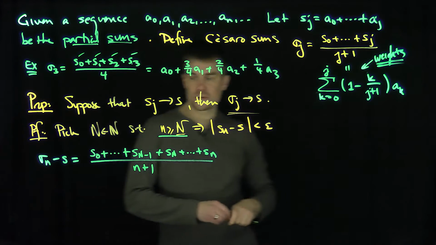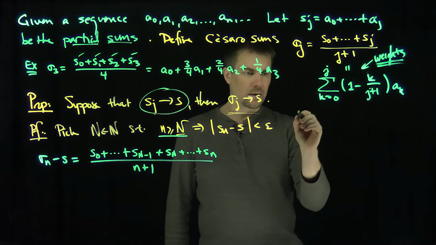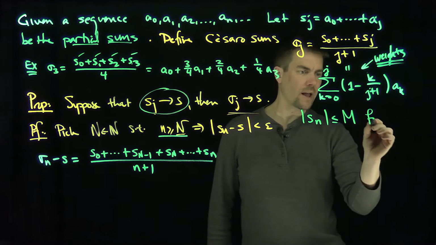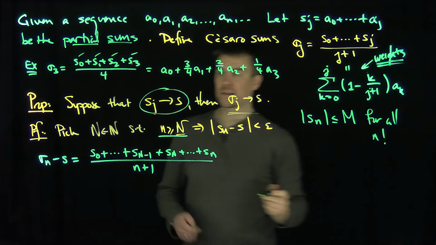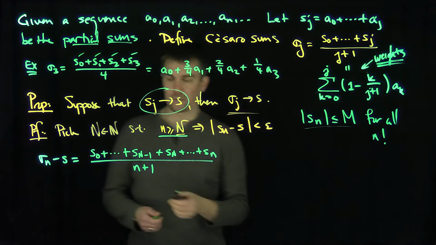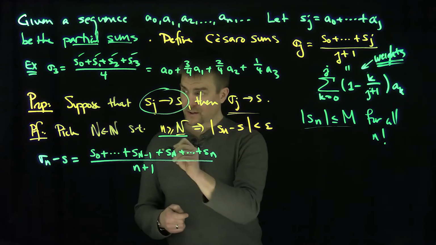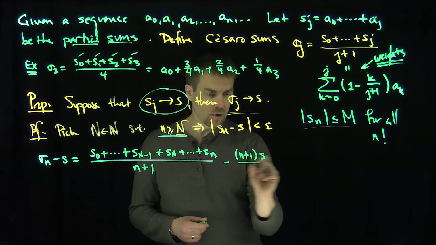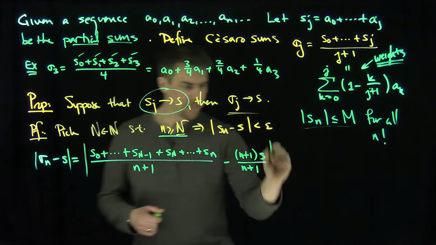Now what can I do? Since the Sj converges to S, we know that the absolute value of Sn is less than or equal to M for all n. Why is that the case? Any convergent sequence is bounded, so these Sn's are bounded. Now I'm going to subtract off n plus 1 S over n plus 1, so let's put absolute value everywhere, like that.